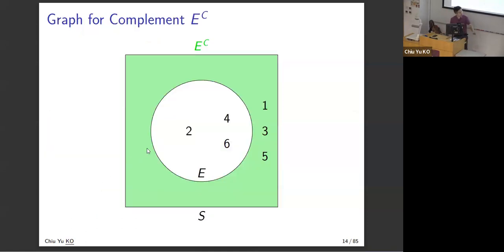So that's how you see E inside, not outside. Okay.